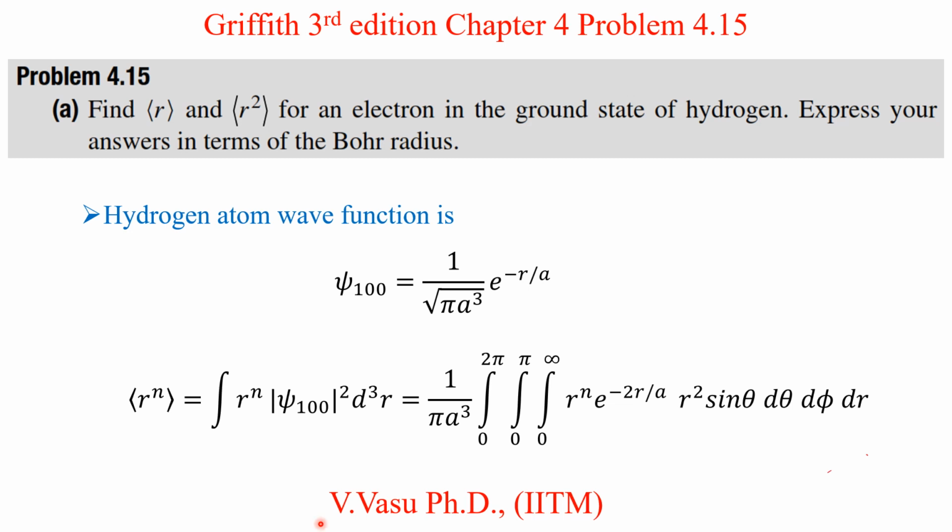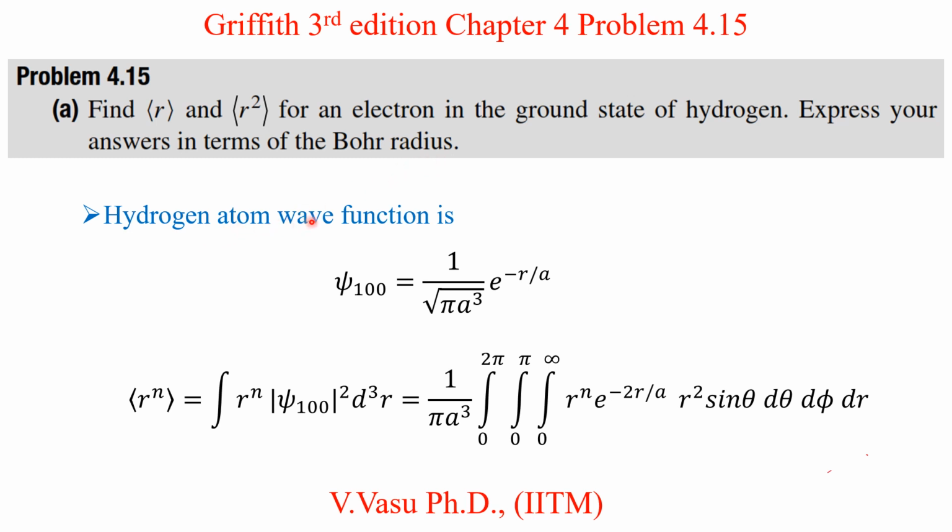Today we will solve problem 4.15, chapter 4 of Griffiths Introduction to Quantum Mechanics, third edition. This problem 4.15 consists of three subdivisions. First, we will see subdivision A. Find the expectation value of r and r squared for an electron in the ground state of hydrogen. Express your answer in terms of the Bohr radius.